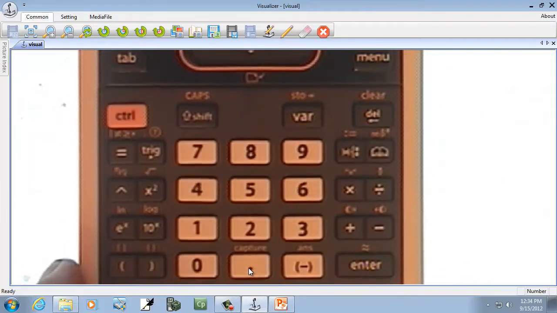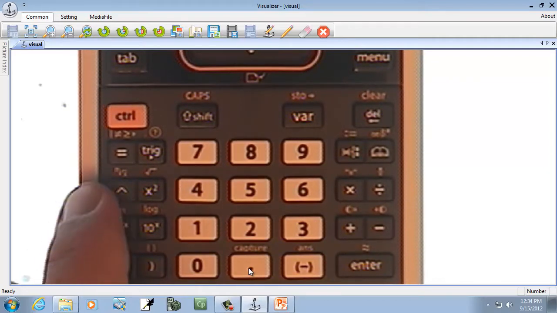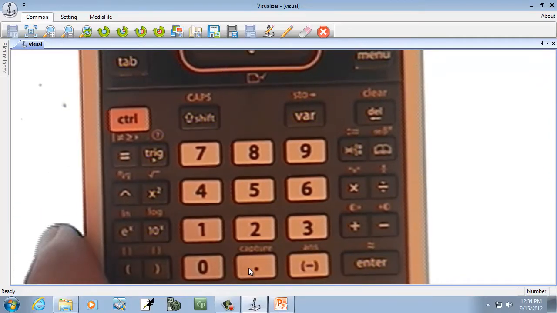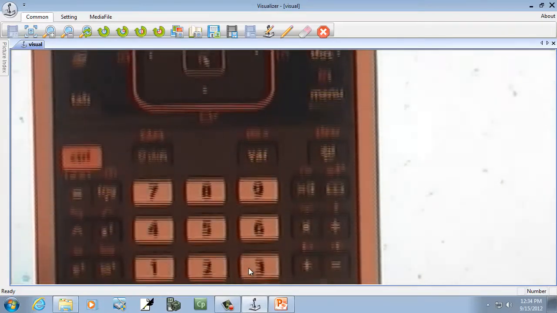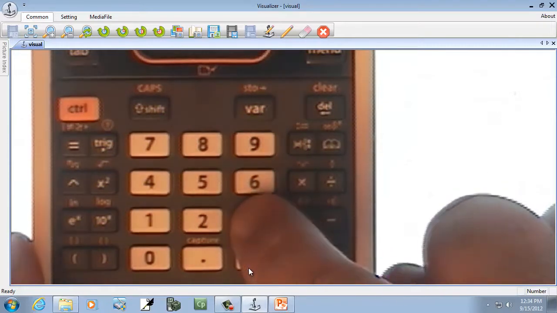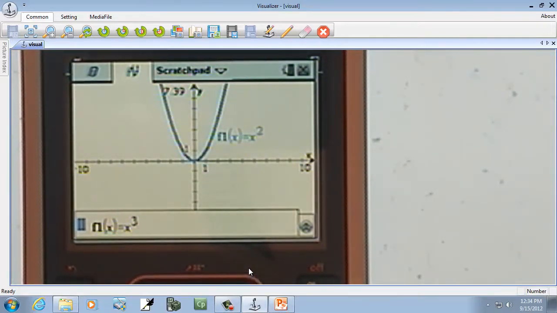To do any power on your calculator, this one demonstrates x to the third, but it works for x to the fifth, x to the seventh, whatever. See the caret over here? I press the caret. And see how it puts it in exponent mode like that? And then I'll just push my 3. And that gives us x to the third. Now I'll press tab, and that'll graph our x to the third.